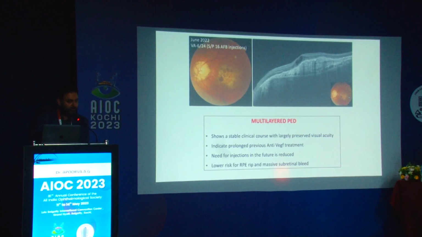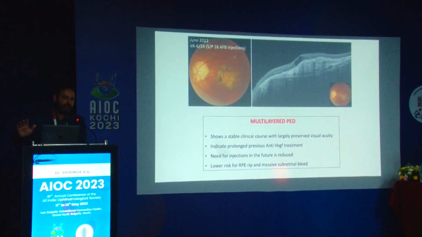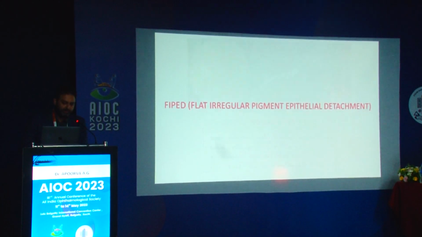Typically, this patient got the multi-layering after 2 ranibizumab and 6 aflibercept injections. So if a patient walks in with a multi-layered PED, although you could get this de novo, it's much more common to get this down the line once the patient has been chronically treated with anti-VEGF. So that is your multi-layered PED.